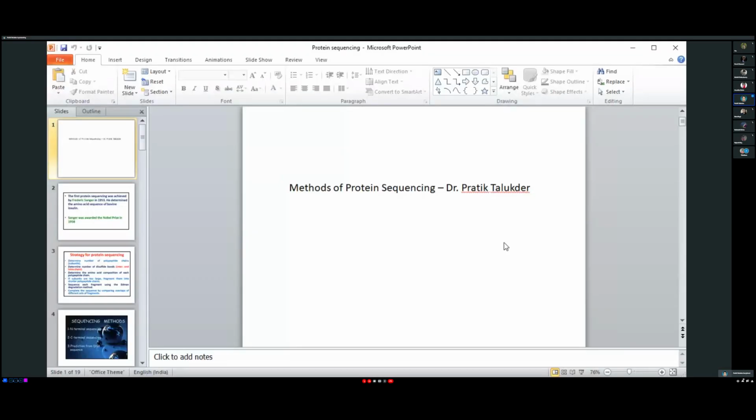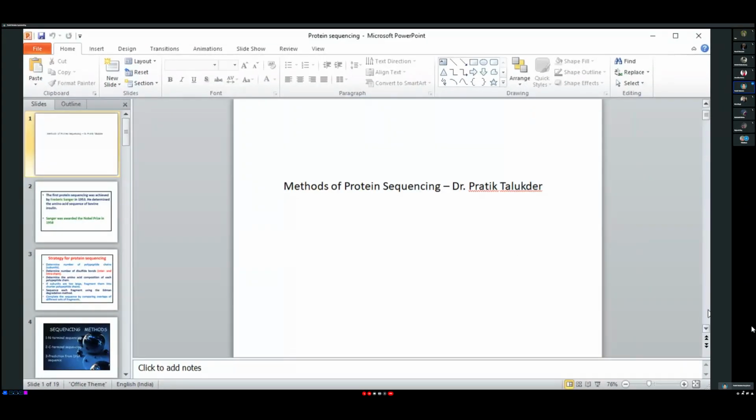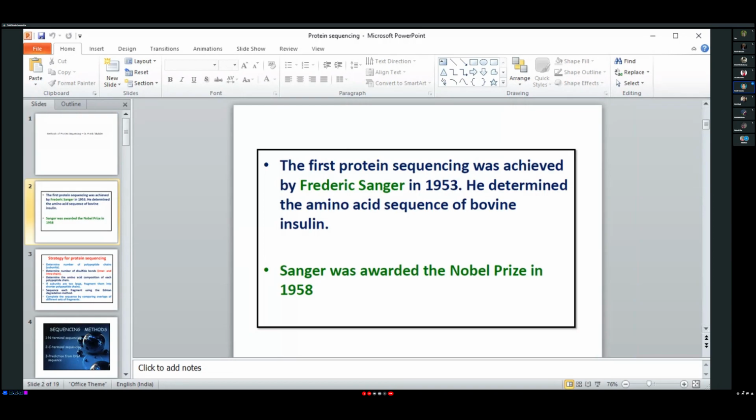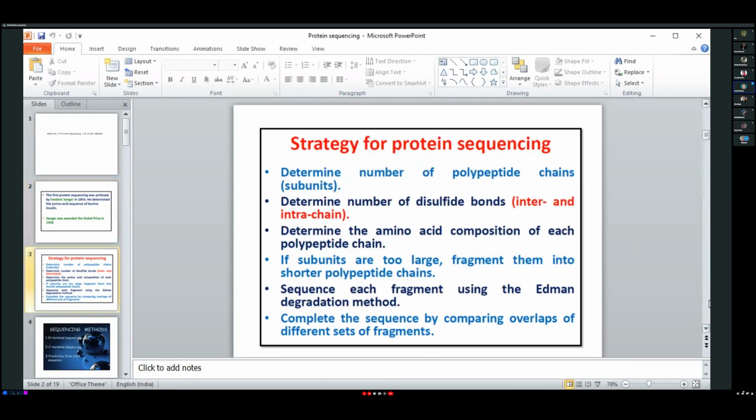I am going to discuss now protein sequencing. It's comparatively easy. First, protein sequencing was achieved by scientist Frederick Sanger in 1953. And he determined the amino acid sequence of bovine insulin, and he was awarded the Nobel Prize for this great discovery.